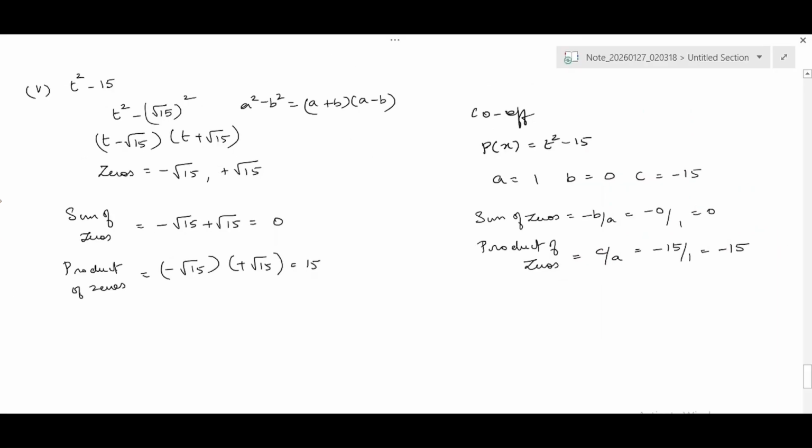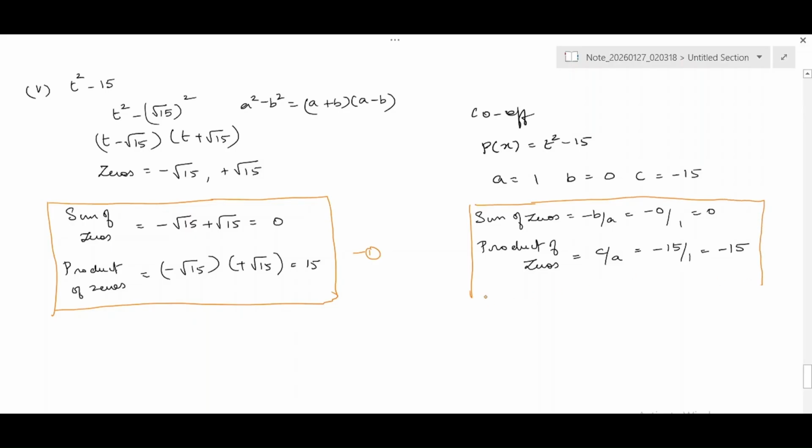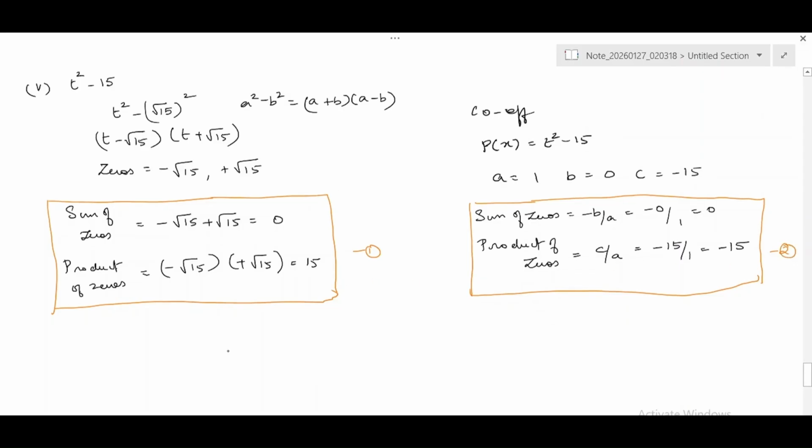So this will be 1 and this will be 2. From 1 and 2 we verify the relationship between zeros and coefficients, hence verified.